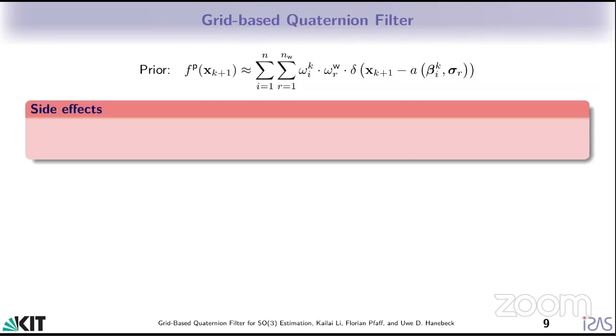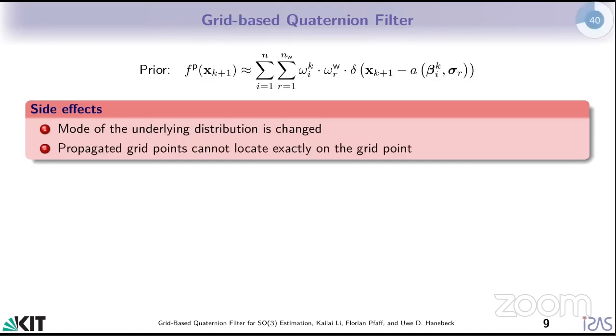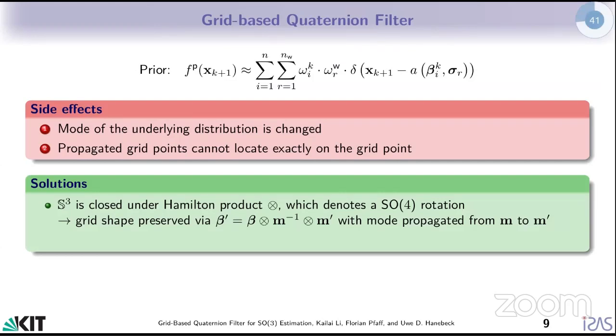Two side effects occur when propagating grid points. First, the hyperspherical grid is no longer centralized at the mode. Second, the propagated points almost surely do not land on the grid again. For the first effect, we transport the grid from the old mode to the current one via the Hamilton product, as it essentially denotes an SO(4) rotation on the S3 hypersphere. To solve the second one, we can reallocate the propagated weights among the nearest grid points.